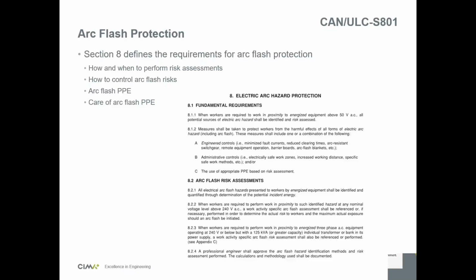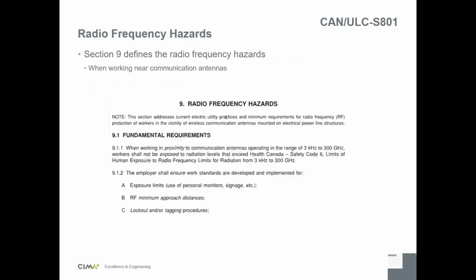Then you get to section 8 that defines the requirements for arc flash protection. So it says how and when to perform risk assessments, how to control arc flash risks, what to wear as arc flash PPE, and how to care for arc flash PPE. So we talked about it a little bit during the CSA portion, so the same guidelines apply. So for example, here you see when live work is performed above 200 volts AC, then you need an arc flash risk assessment.